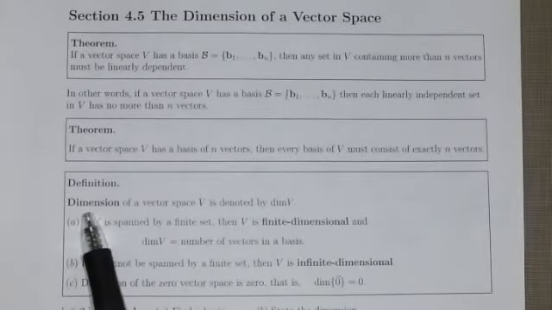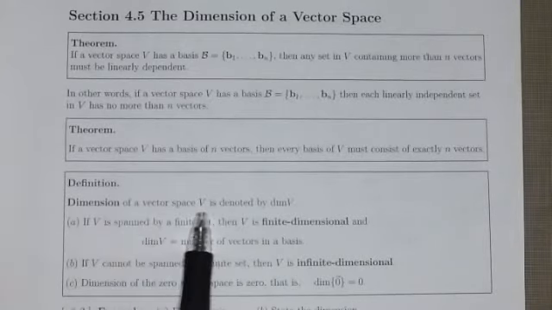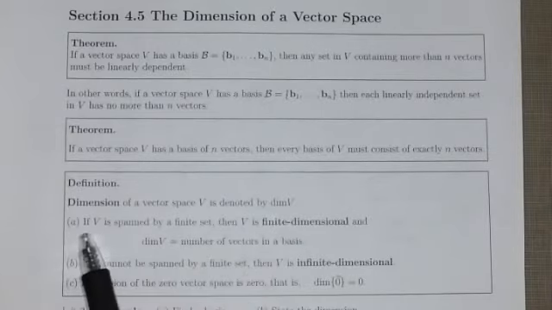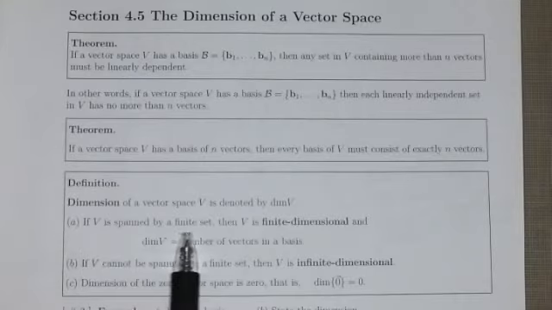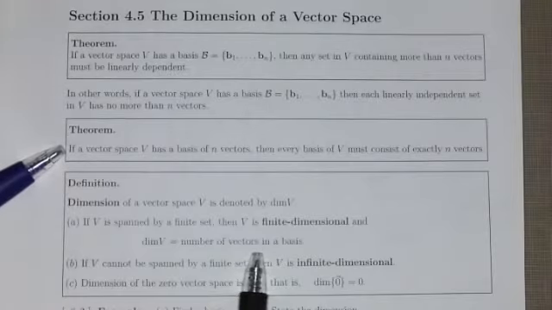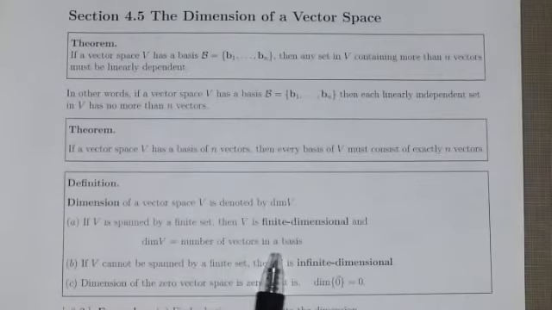So now we have the definition of the dimension of a vector space V, denoted by dim V. If V is spanned by a finite set, then V is called finite dimensional. And the dimension is the number of vectors in the basis, because the theorem before guarantees that each basis has the same number of vectors. So the number of vectors in the basis is the dimension of the vector space.